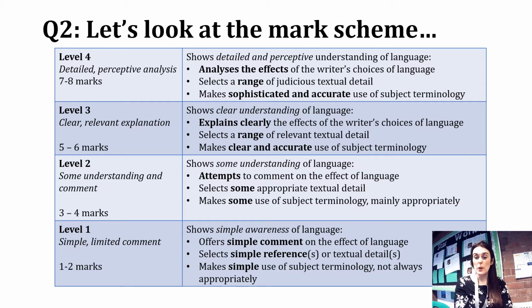And level 3 is really simple. It just requires a clear and relevant explanation. The tornado is described as evil. The writer uses, for example, this shows, and that's dead straightforward. So everybody is capable of a level 3 answer, at least 5 marks. But to get those top grades, you really need to be using that sophisticated vocab and really talking about those quotes in detail.